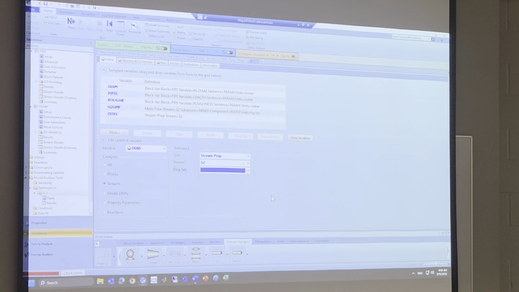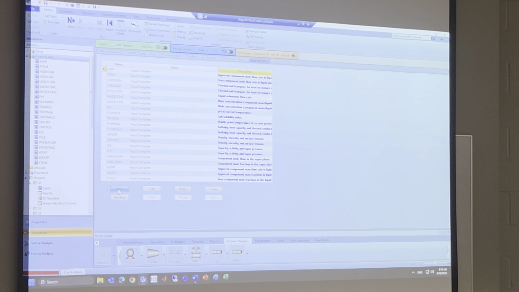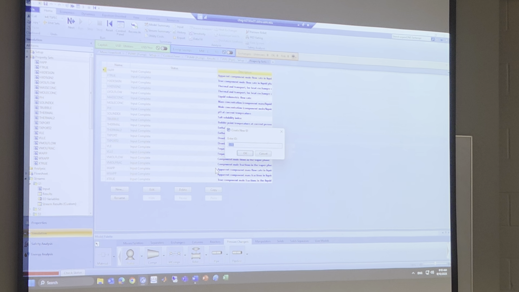I think there's a way for you to define, add the variable yourself. Exactly. When we did the liquid extraction, do you remember liquid extraction? We defined our own property on the property set folder because we are looking at a different property of our own. Where do we define? If you go to the navigation pane, there's a property set. You just define your own property. Can I define density?